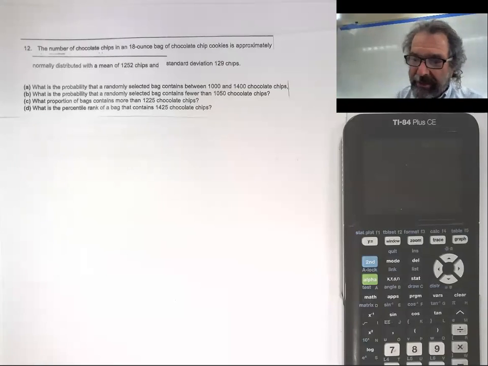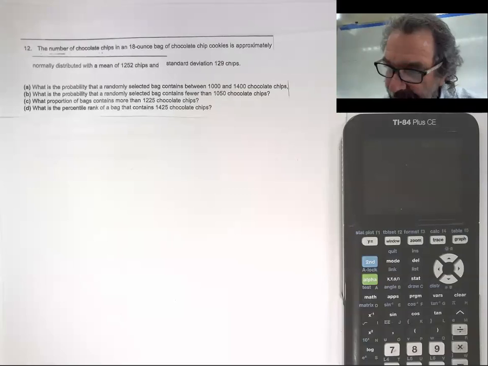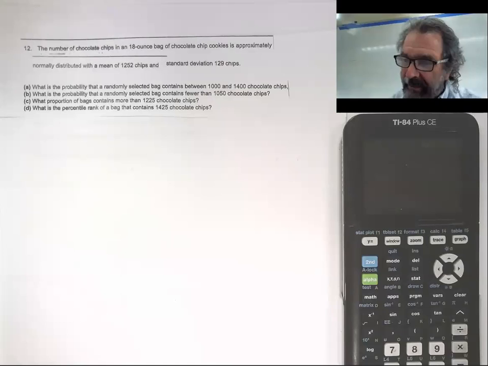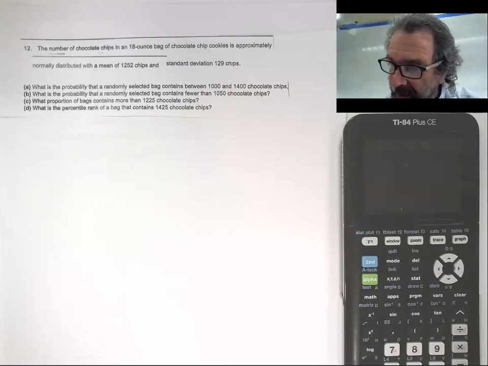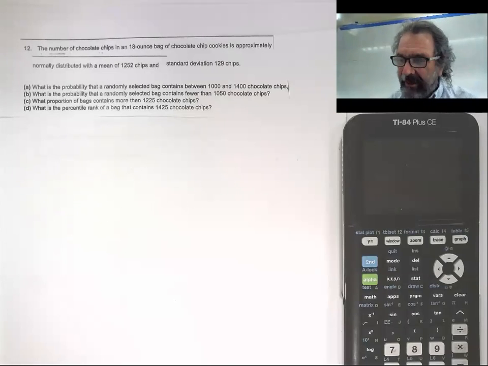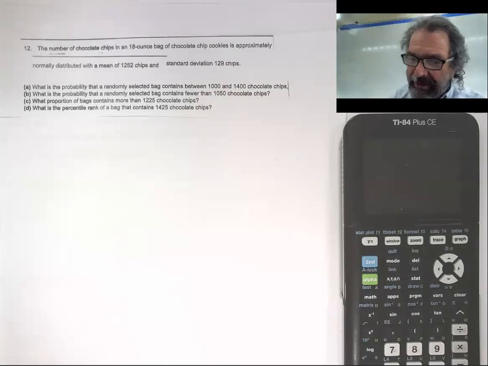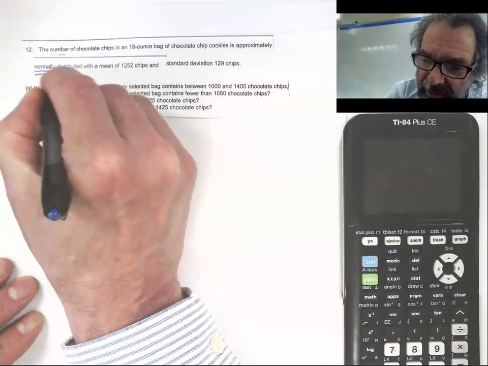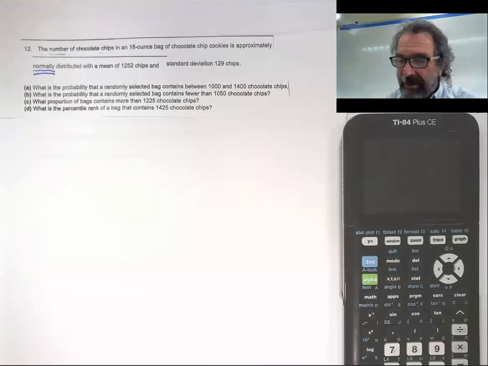The first problem is a normal probability calculation. It's about chocolate chips in an 18-ounce bag of chocolate chip cookies. These numbers can't be right, but maybe they are. On average, there's 1252 chips. Standard deviation is 129 chips in the whole bag, and it's normally distributed. That's important. Otherwise, we can't use z-scores or bell curves to do anything. And we got a few questions to answer.